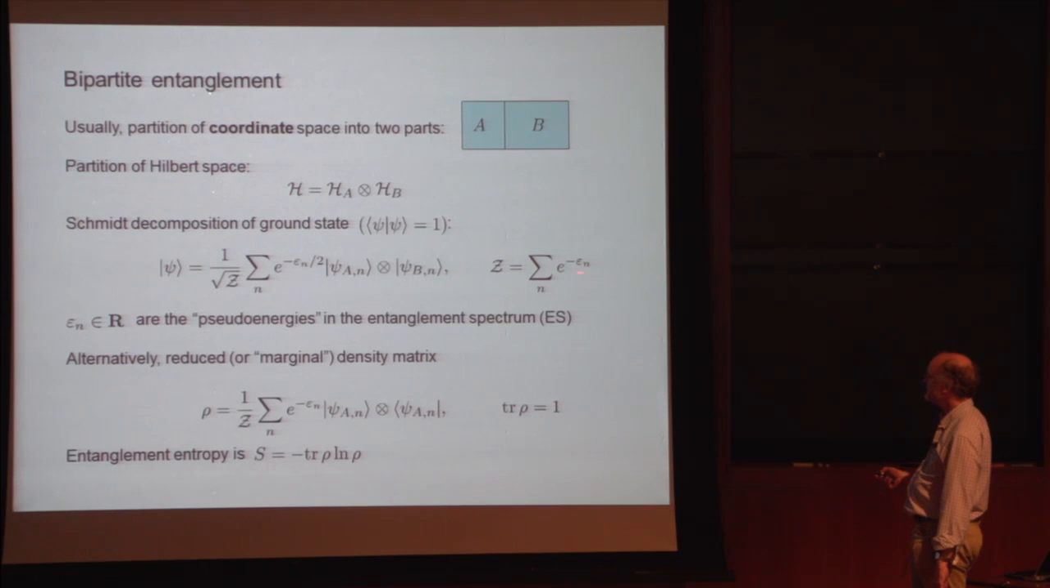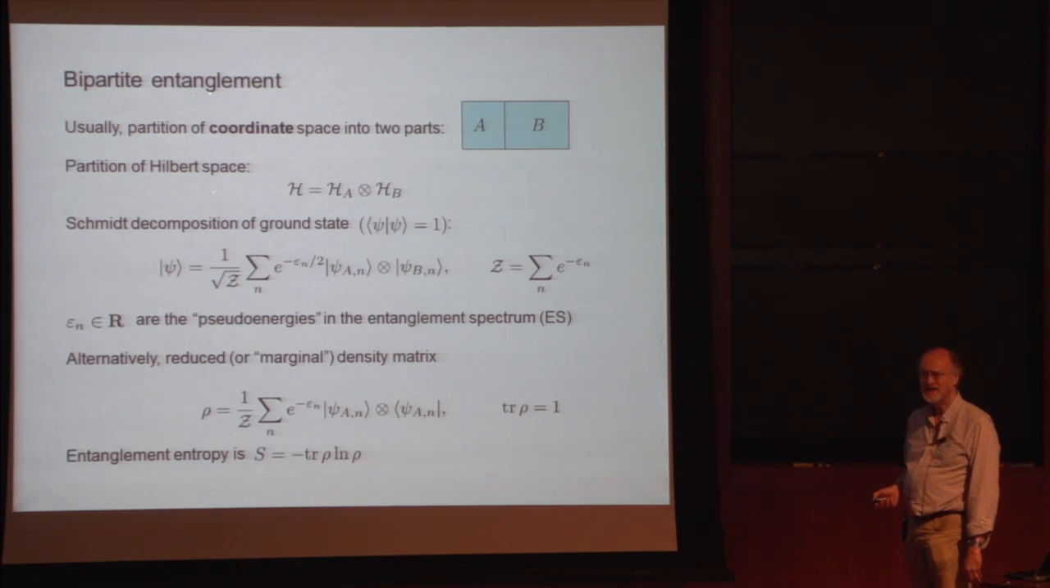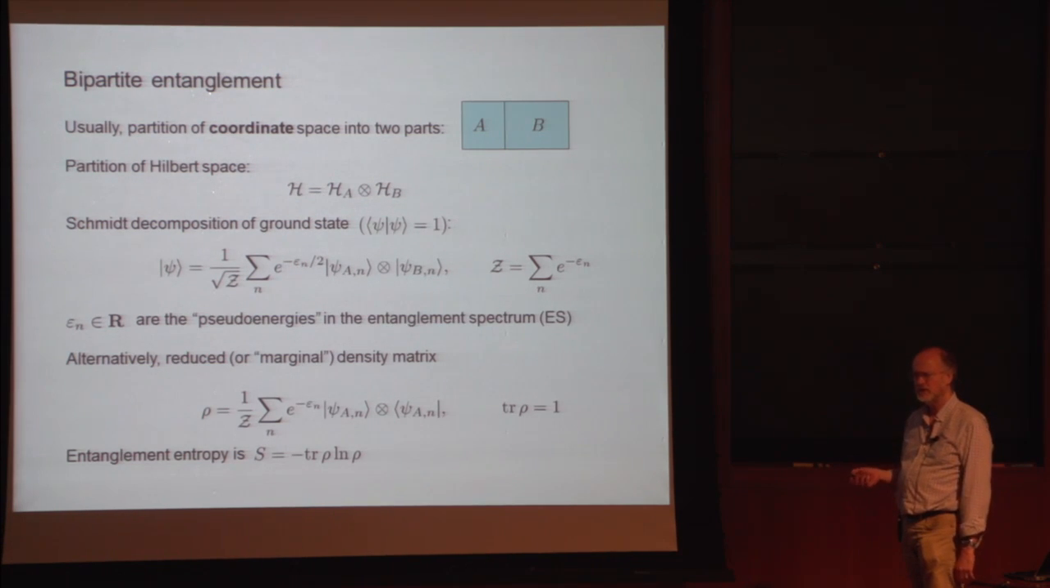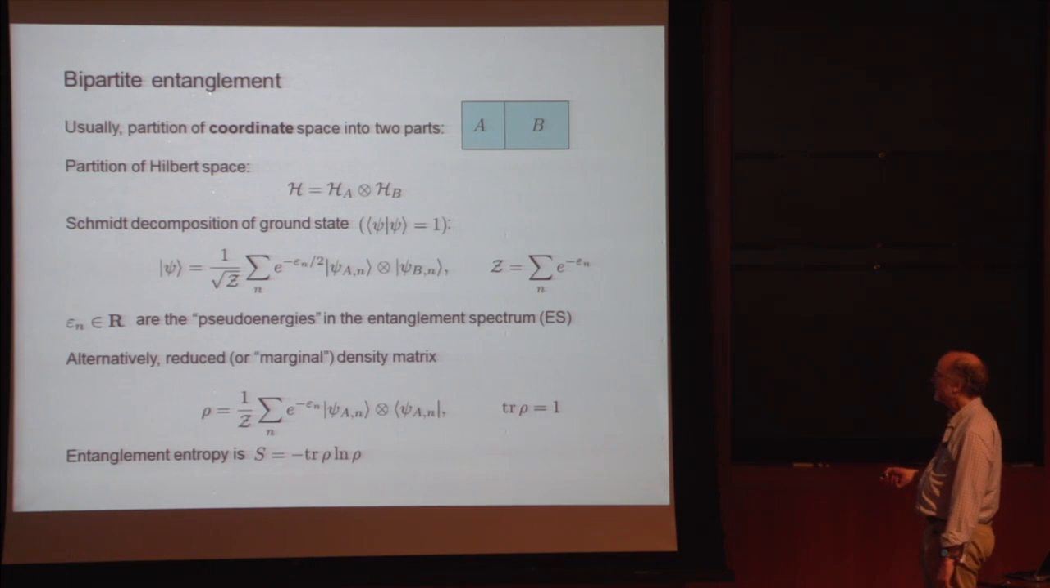The e to the minus epsilon n looks like a Boltzmann weight for something, and we'll be pursuing that relationship. So these epsilon n's, or sometimes psi's, could be called pseudo-energies. They look like energies, and the spectrum of these forms what we call the entanglement spectrum. The term comes from Li and Haldane, actually. So this is one way to do the Schmidt decomposition.